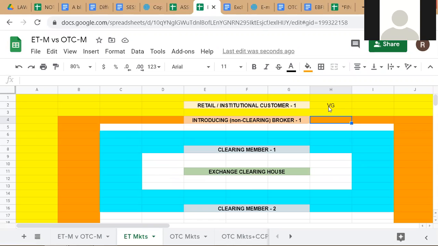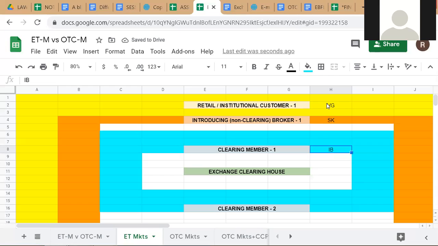So Vipul wants to do a transaction in S&P 500 futures. So he goes through an introducing broker. Maybe his introducing broker is, say, Sher Khan, okay? And Sher Khan has a connection to a clearing member, which is connected to the CME group, okay? So the clearing member will be, let's say, IB, Interactive Brokers.